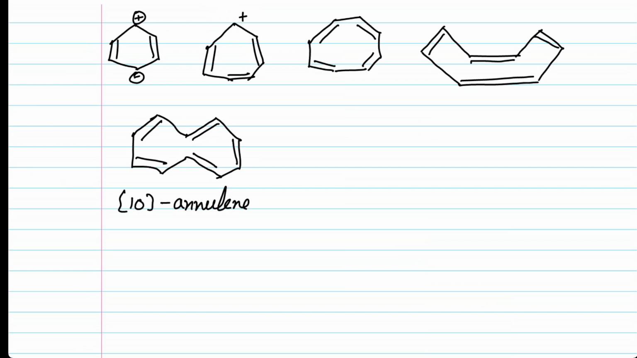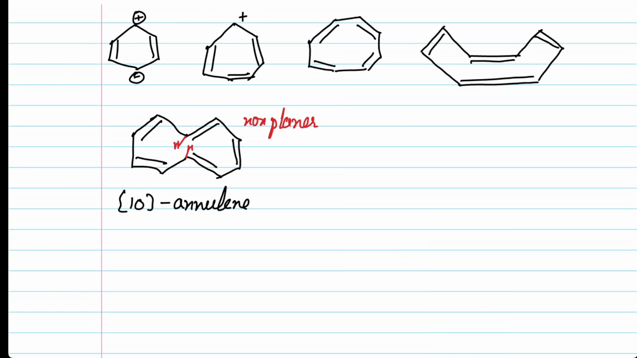But this compound has a peculiar problem, and that peculiar problem is that in this particular compound, the two hydrogens on the carbons facing towards each other are pointing towards each other. Due to the steric hindrance or physical repulsion between the two hydrogens, this structure actually becomes non-planar. And when the structure becomes non-planar, it becomes non-conjugated and it is not aromatic.